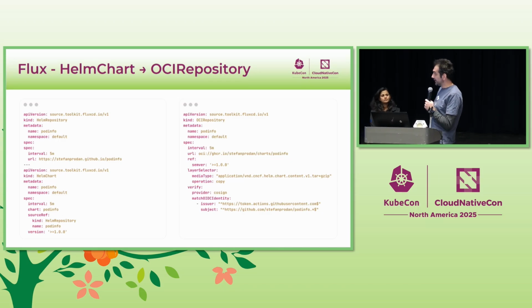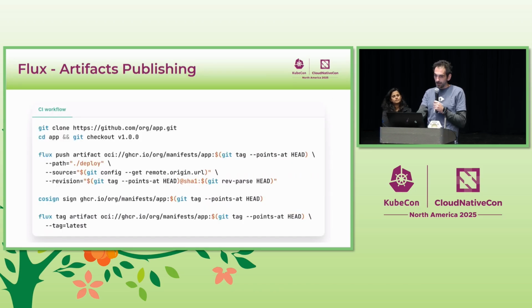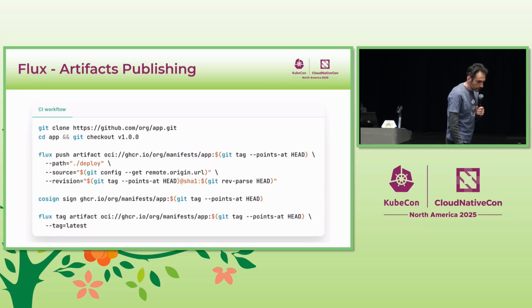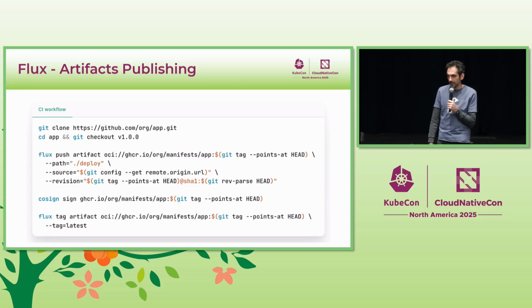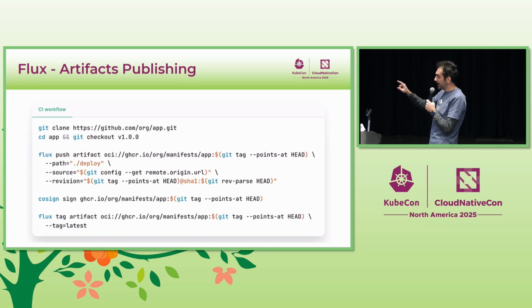Okay, so this is the part of the API that you have to change to move to OCI repo, and now let me show you a little bit what it means in continuous integration. So like Docker, Flux has a push command. There is a big difference here where we have this source and revision as mandatory fields, and I'm going to explain to you why this is needed.